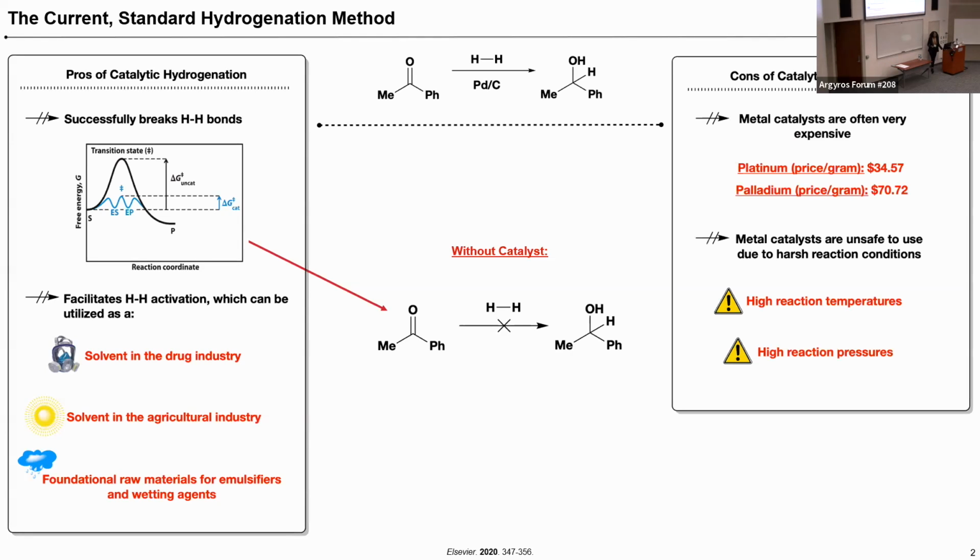But like any process, it has its cons. The first one being the fact that transition metal catalysts are very rare and are thus very expensive per gram. There are some examples on the slide. The second con being that when using these transition metal catalysts, they also require very harsh reaction conditions. So this means high temperatures, high pressures, which help contribute to the ever increasing cost of the process, as well as bringing safety into question.